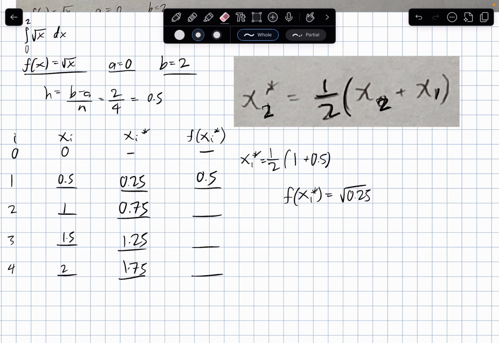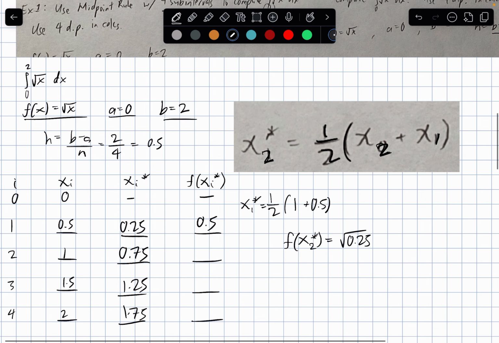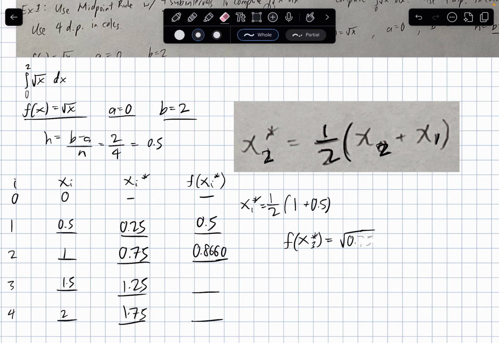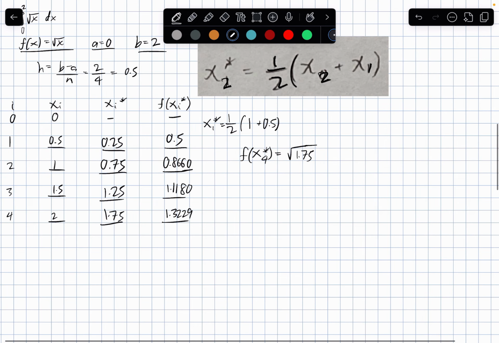Okay? Applying the same logic. How about for x sub 2 asterisk? Edi ganyan. Square root of 0.75 in this case is 0.8660. Ideally, you list down the value in decimal form. Okay? X sub 3 asterisk naman, so 1.25, square root niya is 1.1180. And then, for f of x sub 4 asterisk, same thing. So, ang lalabas dyan is 1.3229. Okay, so we are done with the tables.